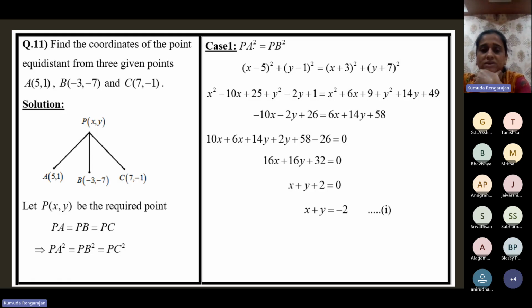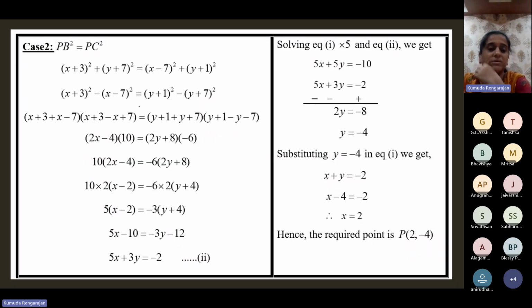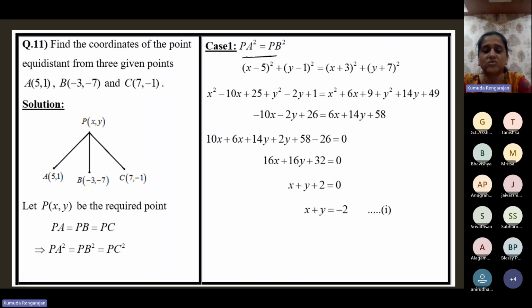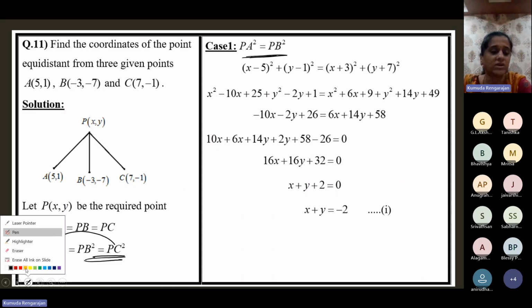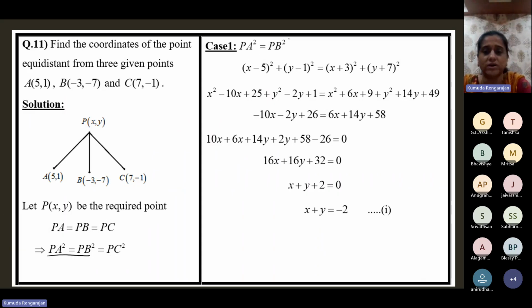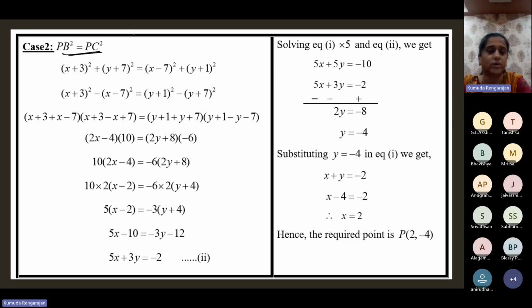Work PA square is equal to PB square, and work PB square is equal to PC square. Case 1 is PA square equal to PB square. Case 2 is PB square equal to PC square. It's enough if you work any two of the three cases. The third case, PA square equal to PC square, is not needed. You don't have to do all three. Here I have done PA square equal to PB square and PB square equal to PC square.